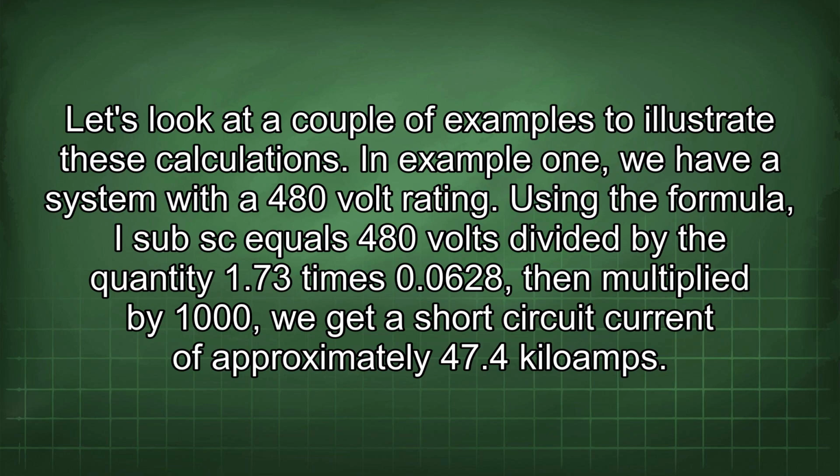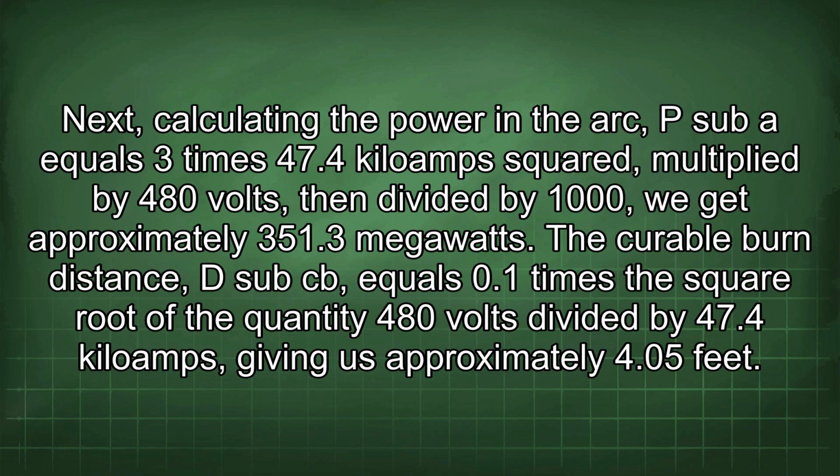In example 1, we have a system with a 480 volt rating. Using the formula, I sub Sc equals 480 volts divided by the quantity 1.73 times 0.628, then multiplied by 1000, we get a short circuit current of approximately 47.4 kA. Next, calculating the power in the arc, P sub A equals 3 times 47.4 kA squared multiplied by 480 volts, then divided by 1000, we get approximately 351.3 megawatts.